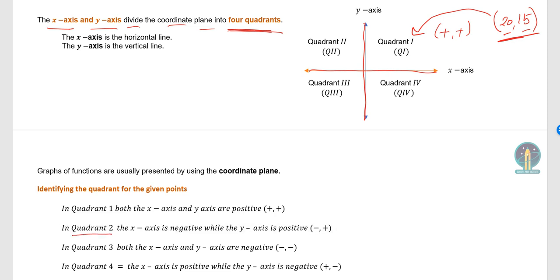In quadrant 2, x is negative while y is positive. So quadrant 2 is to the left side of the origin along x, which is the negative side. But it's still above the horizontal axis. It's above the 0 for y, so it's positive for y. So quadrant 2 has negative x and positive y.